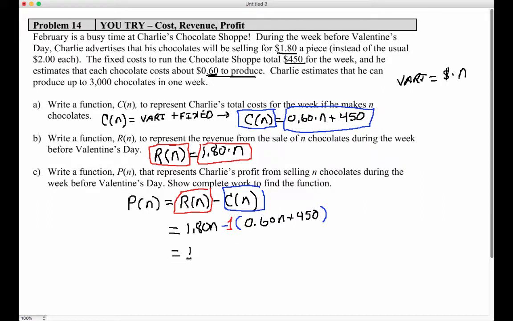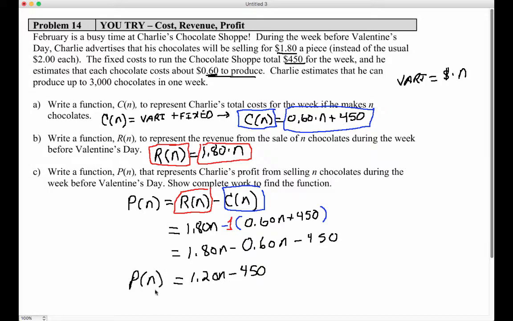So that tells me that this is 1.80 n minus 0.60 n minus 450 is what our profit function is. Or simplifying this, it's 1.20 n minus 450 is our profit function. Okay, cool. So we've got our three functions, and in particular we have our profit function.